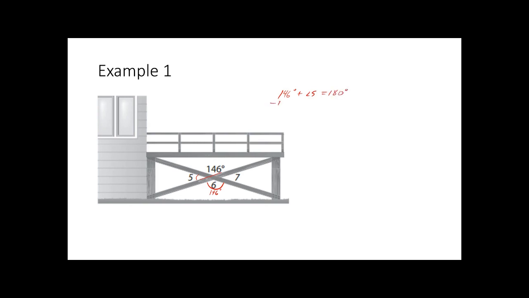Okay, so I just go ahead and use the subtraction property. Good old algebra kicks back in. And then we just have angle 5 equaling 34 degrees. So guess what? We also have another vertical angle. Angle 5 and 7 are vertical angles. That means angle 7 is also going to be 34 degrees.